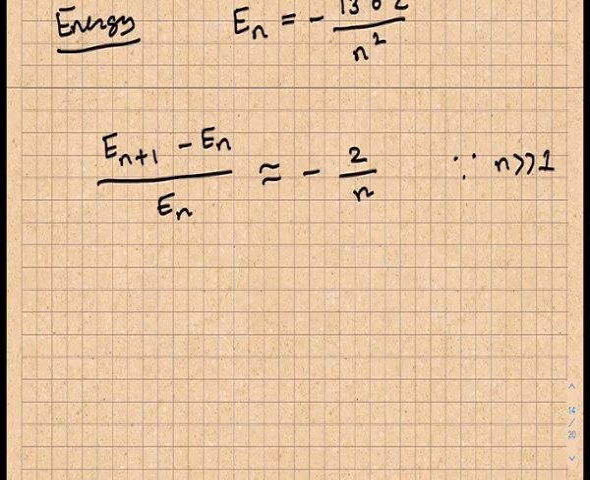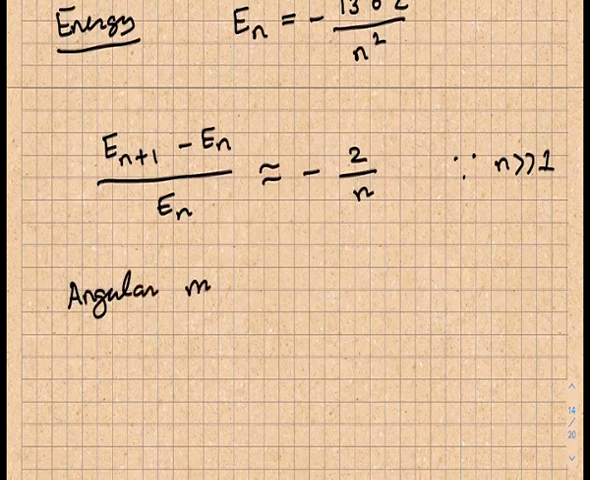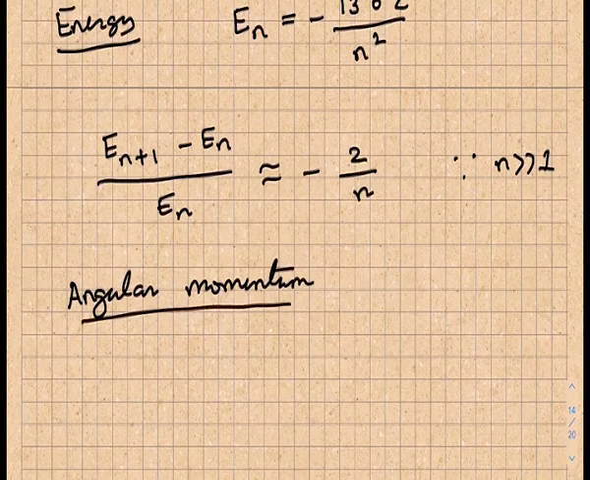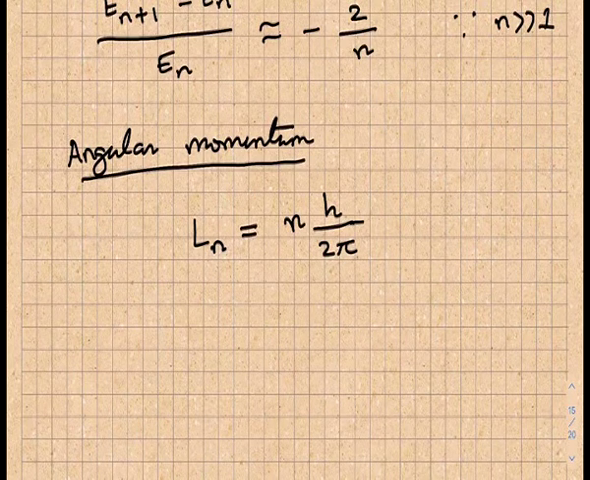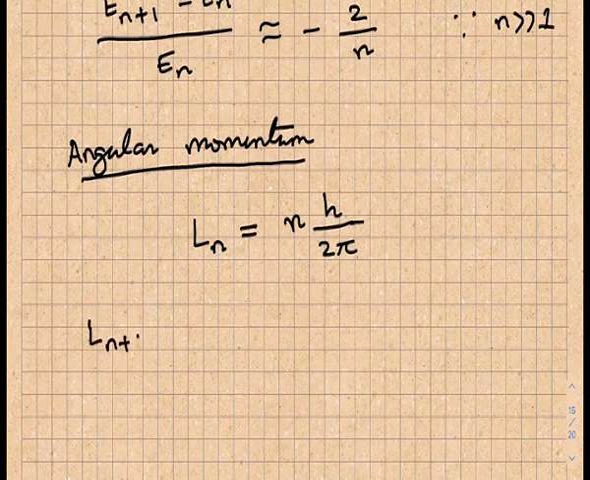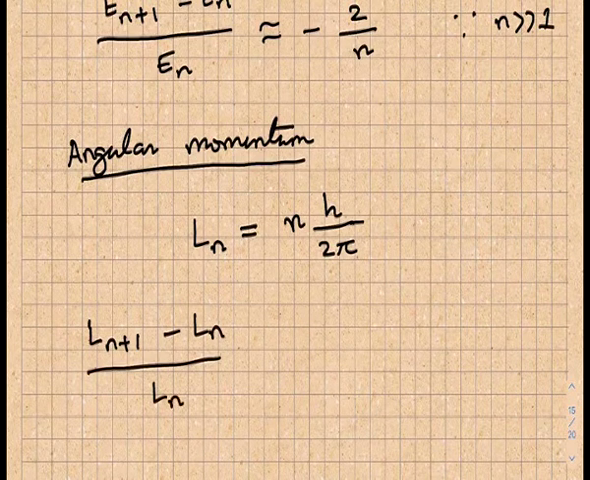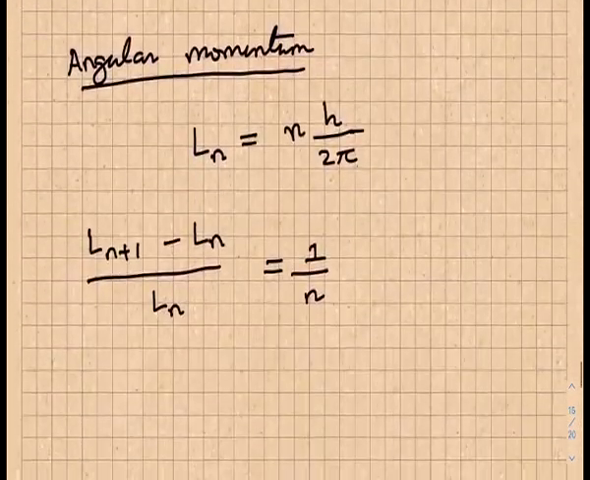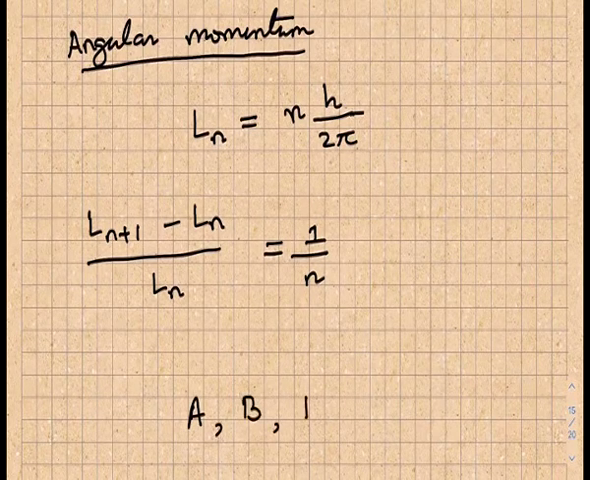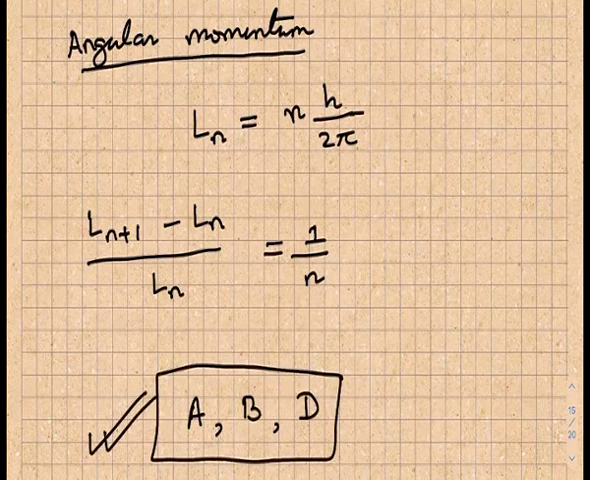What about the angular momentum? You know that the nth state has angular momentum given by the Bohr quantization rule, n h by 2 pi, an integral multiple of h cross. So the relative change of the angular momentum would be simply this. If you work it out, you will get it to be 1 by n. The option says the relative change in angular momentum of two consecutive orbitals varies as 1 by n. Yes, it's correct. So you see that options A, B and D are correct. Here three options are correct, A, B and D.